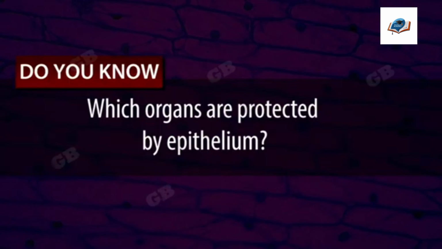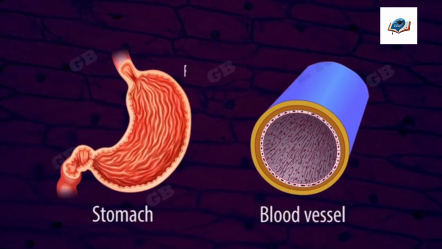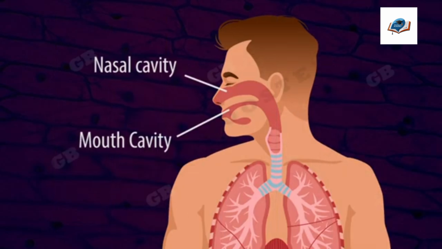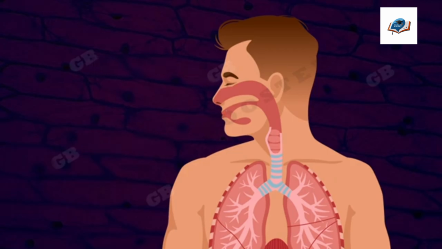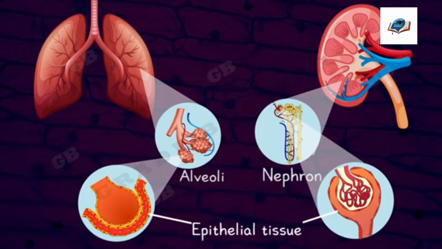Do you know which organs are protected by epithelium? Almost all organs and their inner cavities are covered by epithelial tissue. Both the outer and inner surfaces of organs, such as the stomach and blood vessels, are lined with epithelial tissue. Cavities such as the mouth and nasal passages are also lined with epithelial tissue. The alveoli in the lungs and the renal tubules in the kidneys are composed of epithelial tissue.